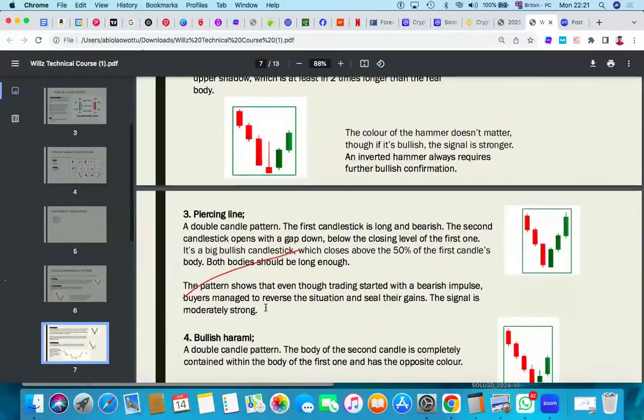So for the piercing line, a double candle pattern, the first candlestick is long and bearish. The second candlestick opens with a gap down below the closing level of the first one. It is a big bullish candlestick which closes above the 50% of the first candle's body. Both bodies should be long enough. The pattern shows that even though trading started with a bearish impulse, buyers managed to reverse the situation and steal their gains. The signal is moderately strong.